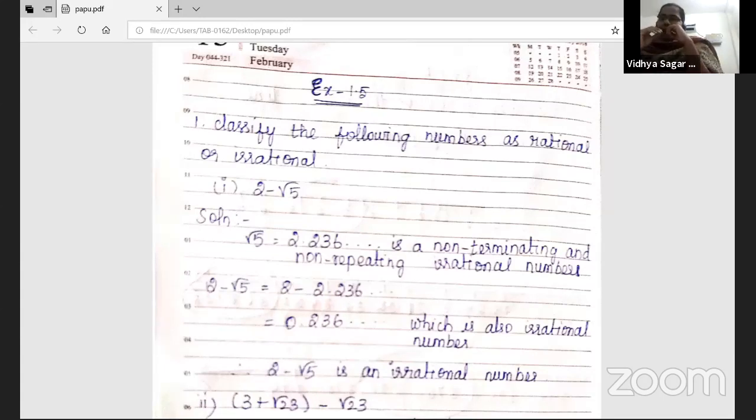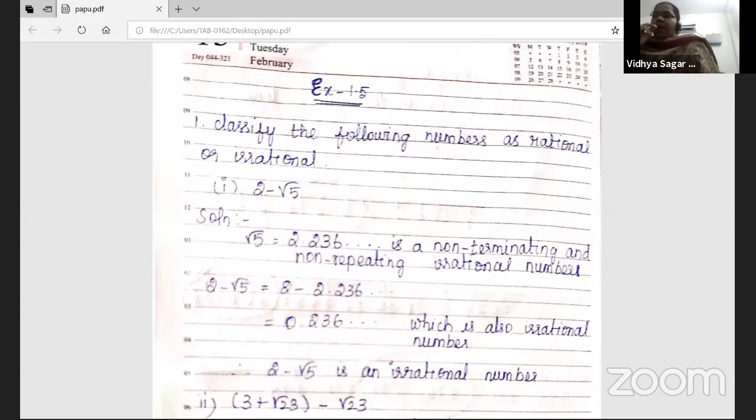Once again, I will repeat. You want to find the value of root 5. For root 5, we have already seen in the previous class how to take the square root. You take the square root and check whether it is a rational or irrational number. While dividing, you must see whether it becomes 0 or never becomes 0. If it never becomes 0, it is non-terminating, so it is a non-terminating, non-repeating irrational number.